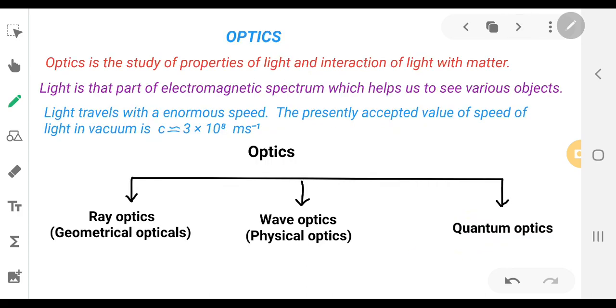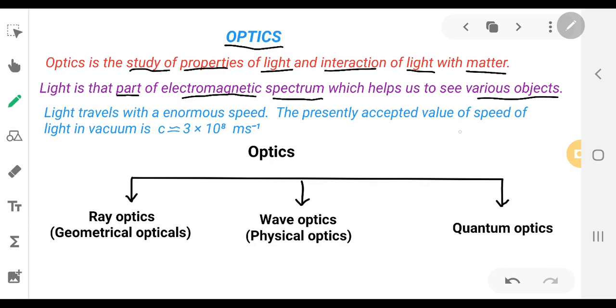Now we shall see what is optics. Optics is the study of properties of light and interaction of light with matter. What all the properties are shown by the light and how it interacts with matter, collectively the study of all these things is called optics. What is light? Light is a part of the electromagnetic spectrum which helps us to see various objects. This light travels with an enormous speed.